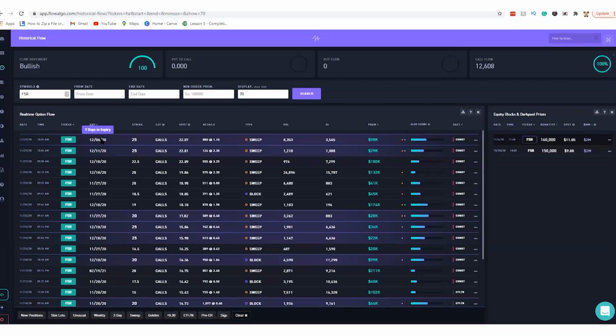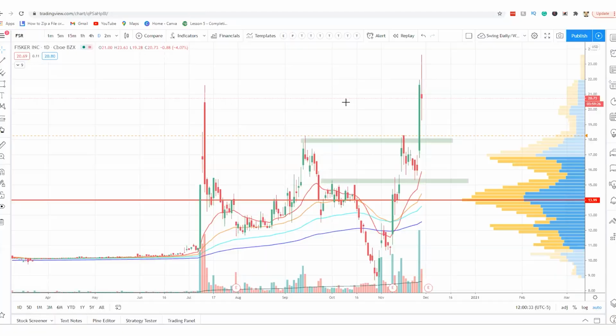Today for early December, a few days until expiry, someone's still buying these $25 calls, right? Pretty good premium, right? Over 100 grand for both of them together. So what we're seeing in this case is by next week sometime, we're anticipating to see Fisker back above $25, right? So that could be a nice little pullback move.